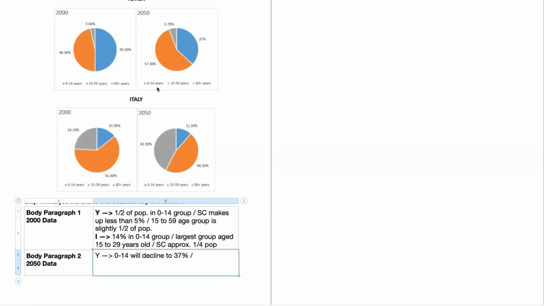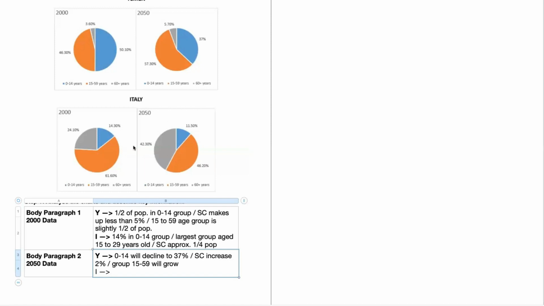When it comes to our senior citizens over 60 years old, it looks like that will increase about 2%. And then we see the group 15 to 59, that will actually grow. So I am just going to say group 15 to 59 will grow. And that here is sufficient. Now we're going to go back to Italy, looking at 2050. That is the lower right-hand pie chart. And we'll look at the differences here.